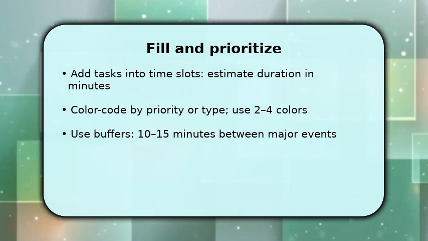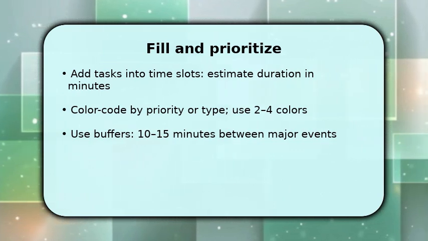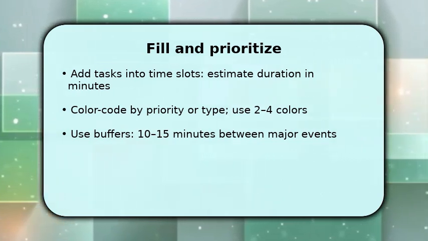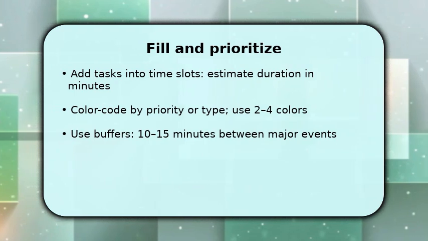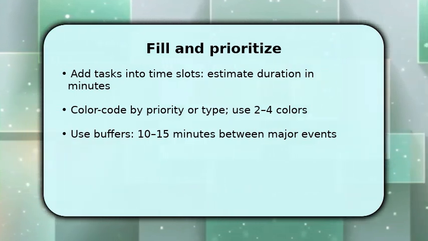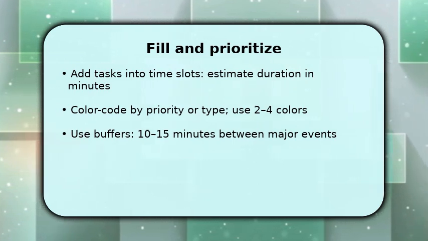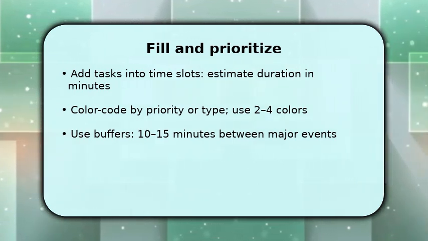Once done, build 10-15-minute buffers between major events to absorb overruns. This reduces stress and missed connections. Also, set reminders for travel or prep. Make sure repeating items copy correctly. These middle steps turn a schedule.